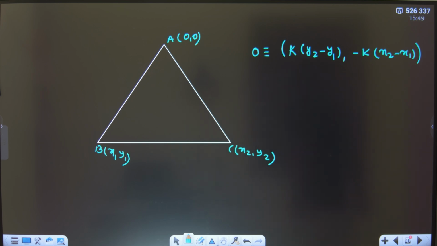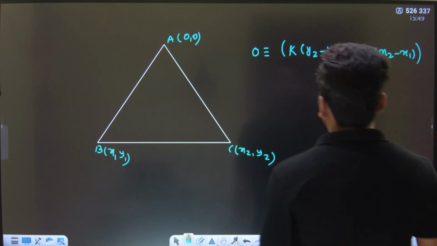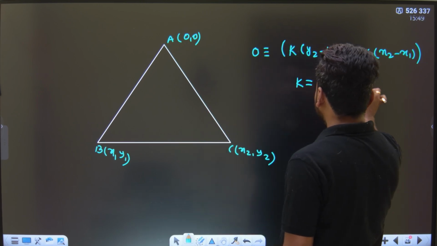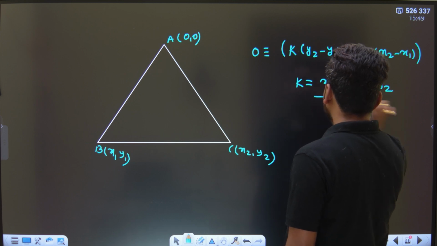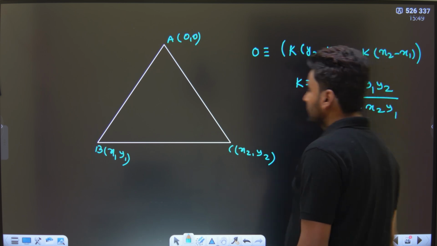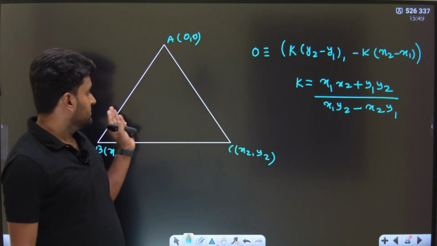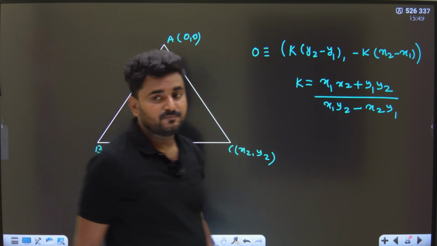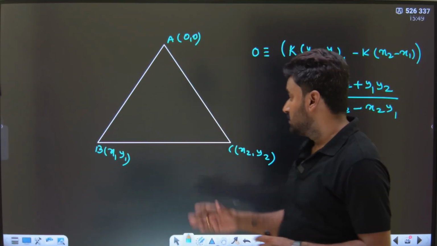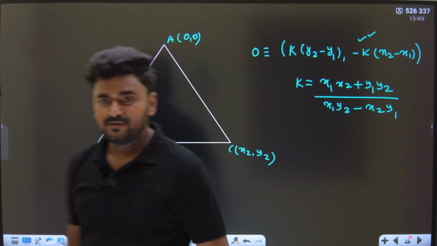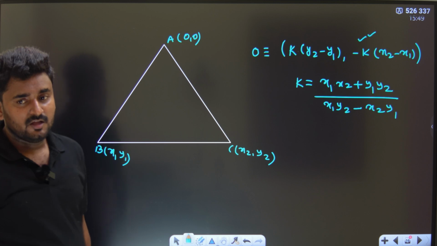And what is k? The value of k is (x1 x2 plus y1 y2) upon (x1 y2 minus x2 y1). So suppose your three vertices are given as (0, 0), (x1, y1) and (x2, y2). In this case, the orthocenter will be this. Understand? So you can see all these properties. This is a very important property. Please note down if you want.